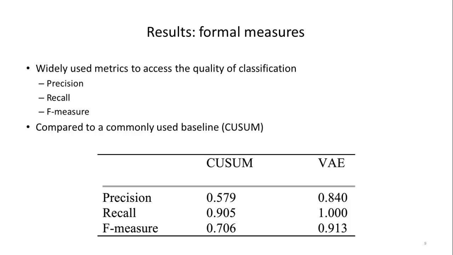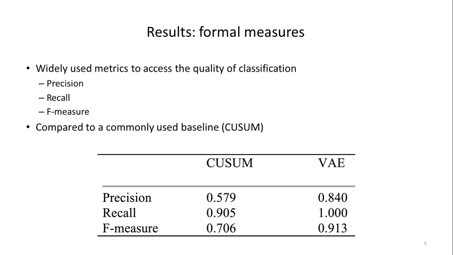So in order to evaluate how well these two models do, we use classic metrics for assessment of the quality of classification. These are called precision, recall, and F1 measure. Precision essentially tells you, if you say that a certain point is an anomaly, how often you're right and how often you're wrong. Recall shows how many actual anomalies you manage to pick up and how many actual anomalies you manage to miss.